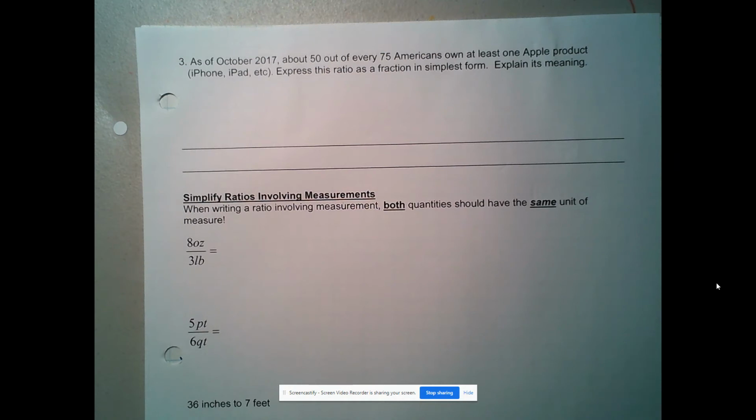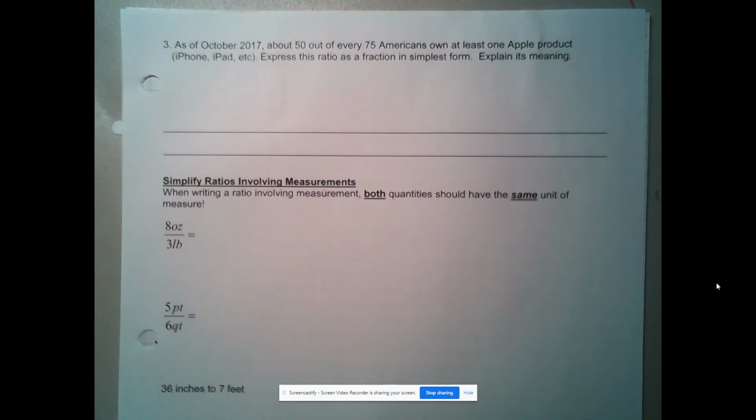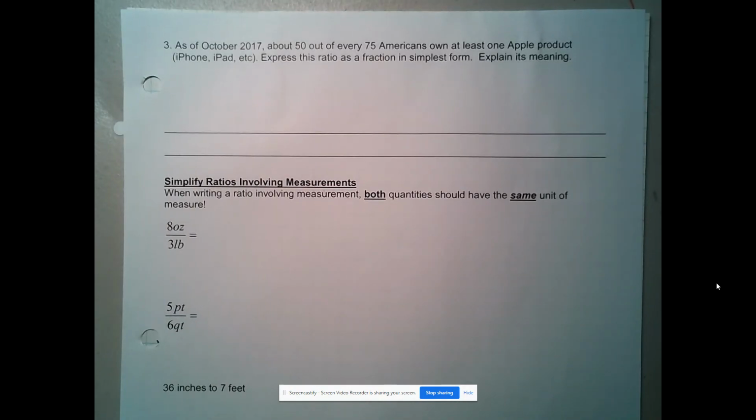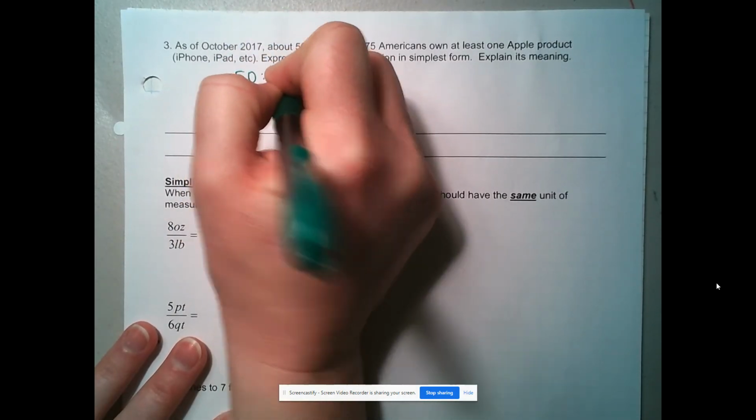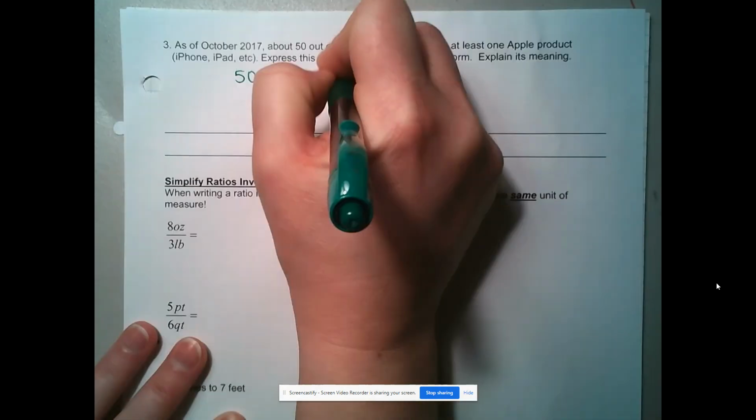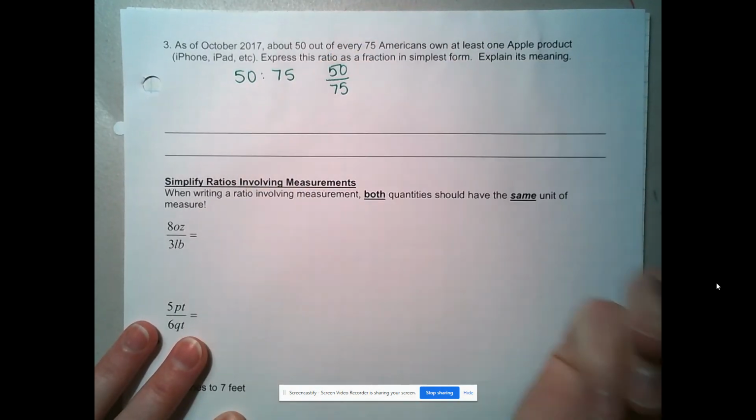As of October 2017, about 50 out of every 75 Americans own at least one Apple product, iPhone, iPad, etc. Express this ratio as a fraction in simplest form and explain its meaning. So the order that they gave it to us in was 50 out of every 75. So we're going to say 50 to 75, or we can do it as 50 out of 75.